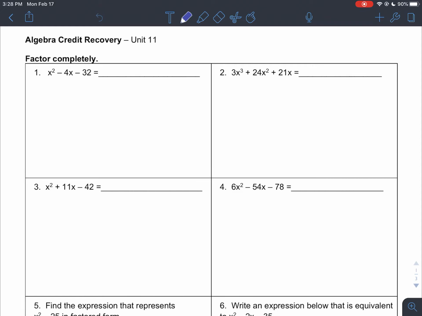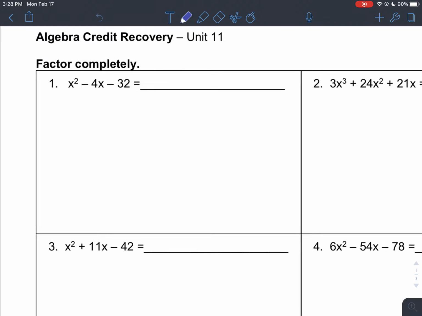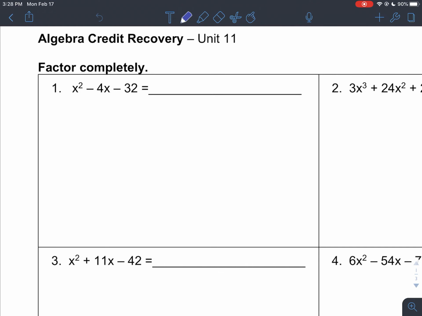This is the Unit 11 Algebra 1 credit recovery. So on number 1 it says to factor completely. Our steps to do that is to take a look at our GPS. G stands for greatest common factor. We always need to check for that first.